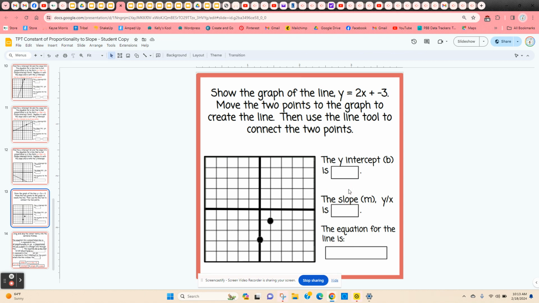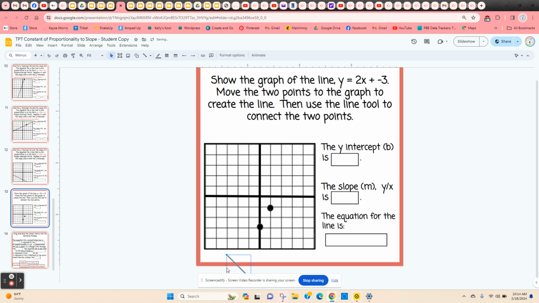The last thing they have to do on this slide is to create the line. So they're going to come up here and use the line tool. They just click on the arrow, and then they're going to click on line. And they have a plus sign here. They're just going to click on the plus sign. It gives them a line. So I'm going to move that up a little bit.